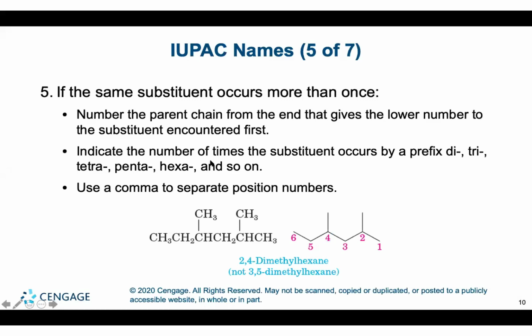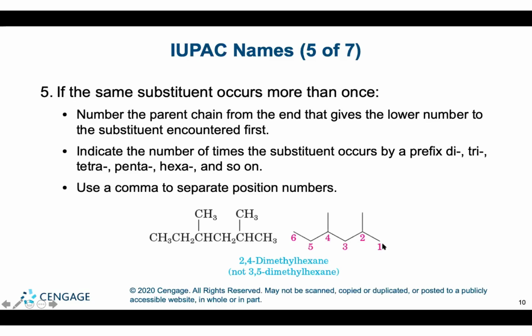Okay, we have now 2 branches, right? Now what should I do? I should again start numbering from the side that I reach the branch sooner. Of course, after I find the longest chain. Here I have 6 carbons because I do all of the possibilities. You can do it yourself. See what's the possible longest chain.